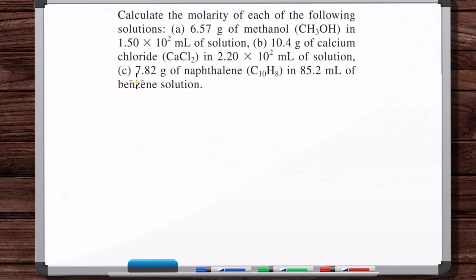Okay, part C, you have a solution that contains 7.82 grams of naphthalene dissolved, and the entire volume of that solution, this is not an aqueous solution, this is a benzene solution, naphthalene dissolved in benzene, and the entire volume of the solution is 85.2 milliliters. What's the concentration of naphthalene in this solution? And in molarity, calculate the molarity.